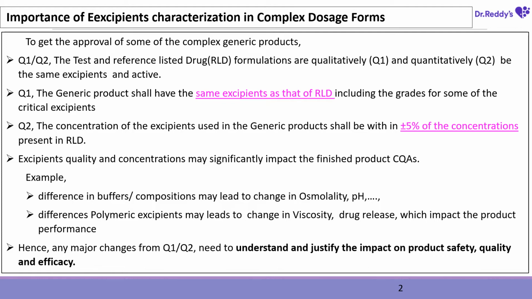Excipients quality and concentrations may significantly impact the finished product CQAs. For example, the difference in buffers and compositions may lead to change in osmolality and pH. Difference in polymeric excipients may lead to change in viscosity and drug release, which can eventually impact the product performance. Hence, any major changes in Q1, Q2 need to be understood and thoroughly justified for the impact on product safety, quality, and efficacy.